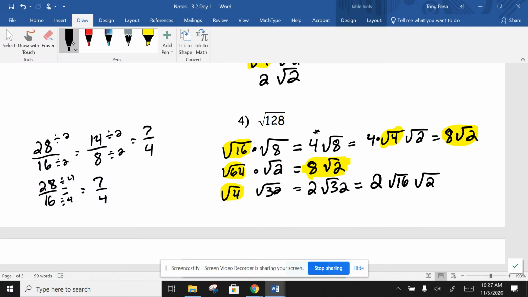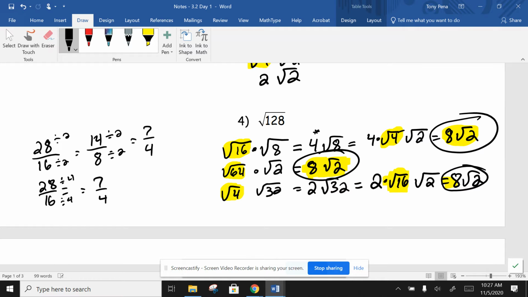What I really have then is 2 times, what is the square root of 16? What do we square to get 16? 4, right? So isn't this really a 2 multiplied by a 4? Which is 8, and then the root 2 would stay the same. Now, aren't all 3 of those the exact same answer?